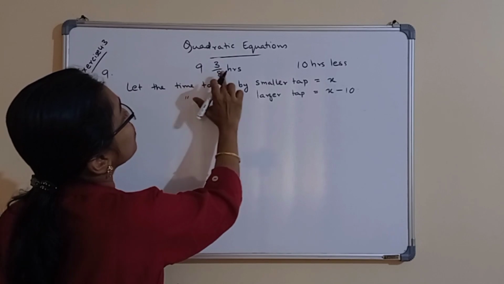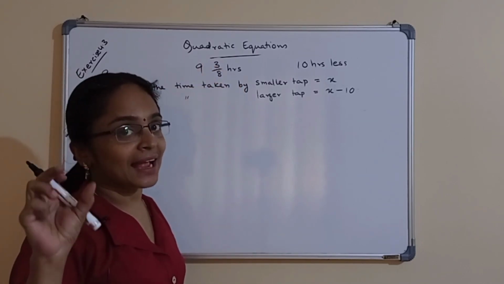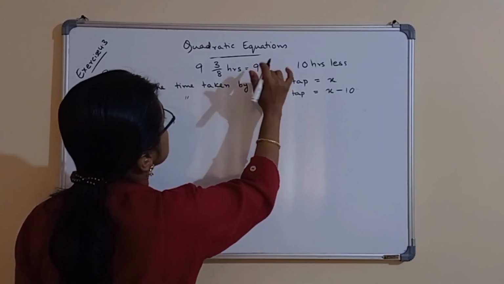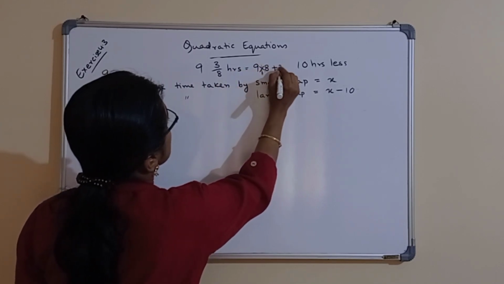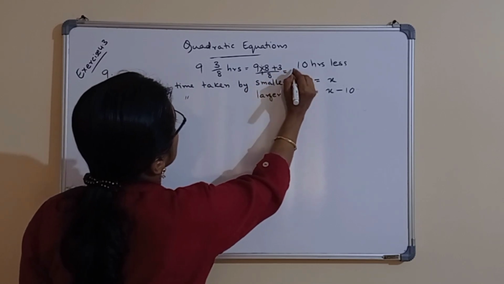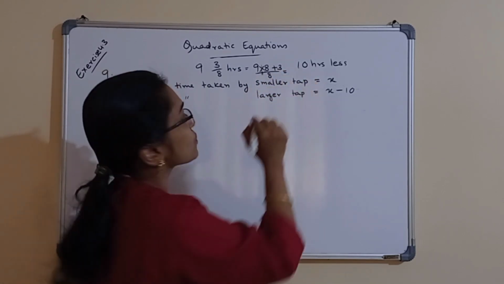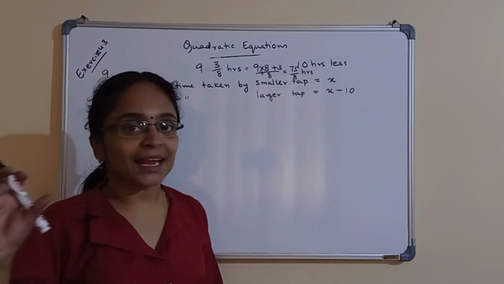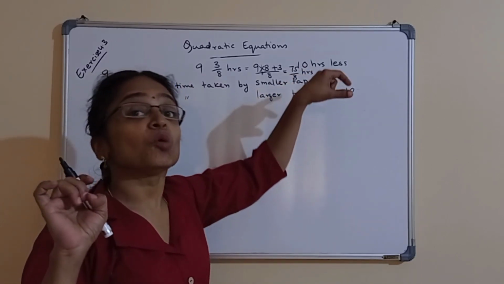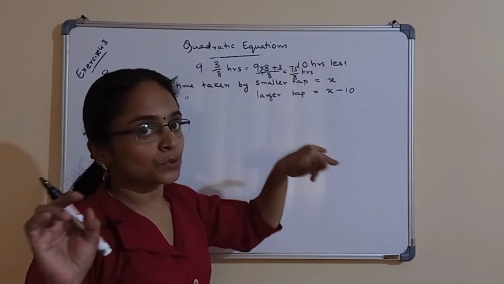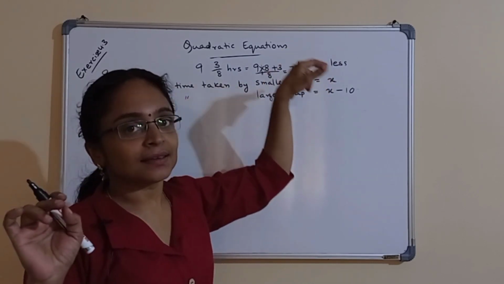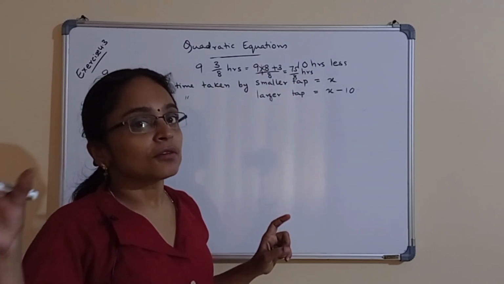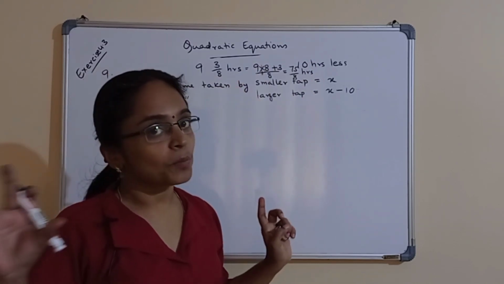And given that both the taps will together fill the tank in 9 3/8 hours, which is 9 into 8 plus 3/8. 9 eights are 72, 72 plus 3 is 75. So 75 by 8 hours it will take to fill the tank if both of these taps are open together. In 75 by 8 hours, this tank will get filled if these two taps are open together.